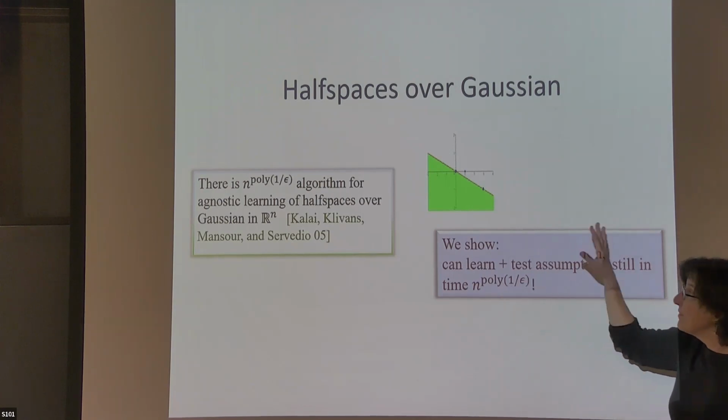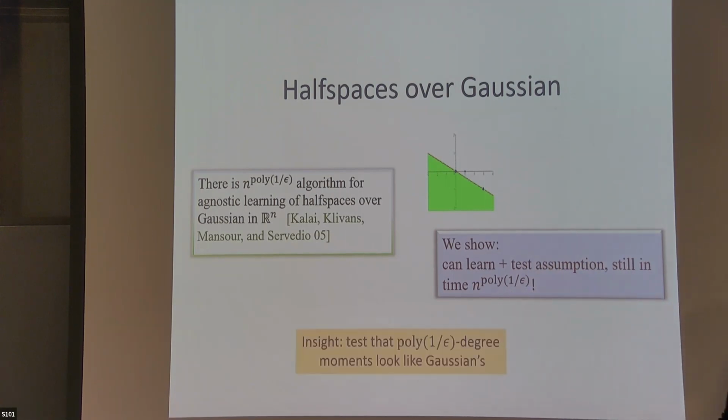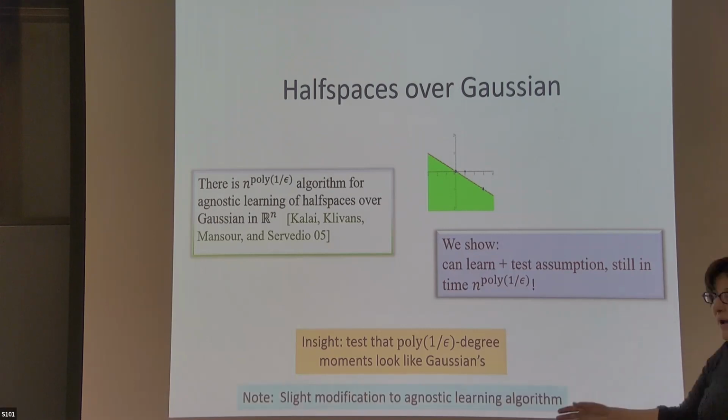But it turns out that for this algorithm to work, what you need to test is n to the poly 1 over epsilon. And the insight is that the poly 1 over epsilon degree moments, all you need to test is that your input distribution has similar moments to what the Gaussian has, and that would be enough. And there's also a slight modification to the agnostic learning algorithm that has to be done in order to make this work. Okay, so that's something positive.